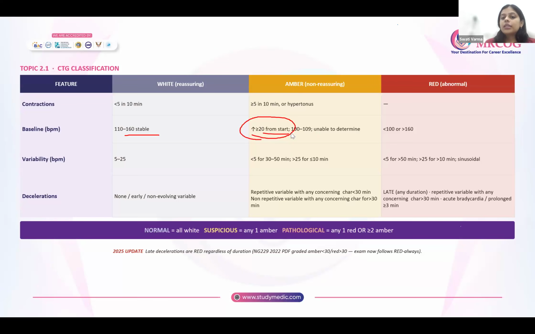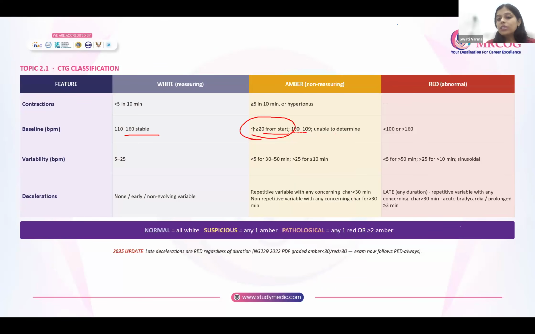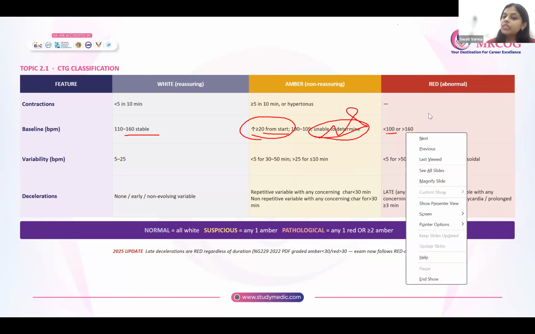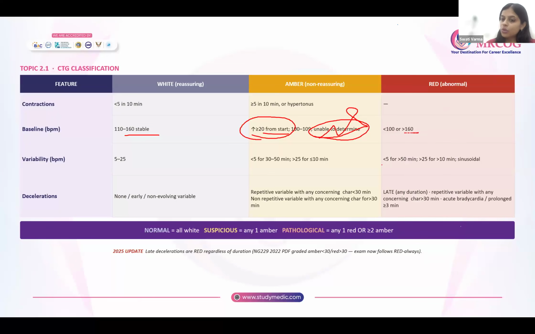Then 100 to 109 becomes amber, or sometimes the baseline is so fluctuating that you are unable to determine. If you are unable to determine, then again it's an amber feature. Clearly less than 100 is red, more than 160 is pathological, means red. Any red makes the CTG pathological.